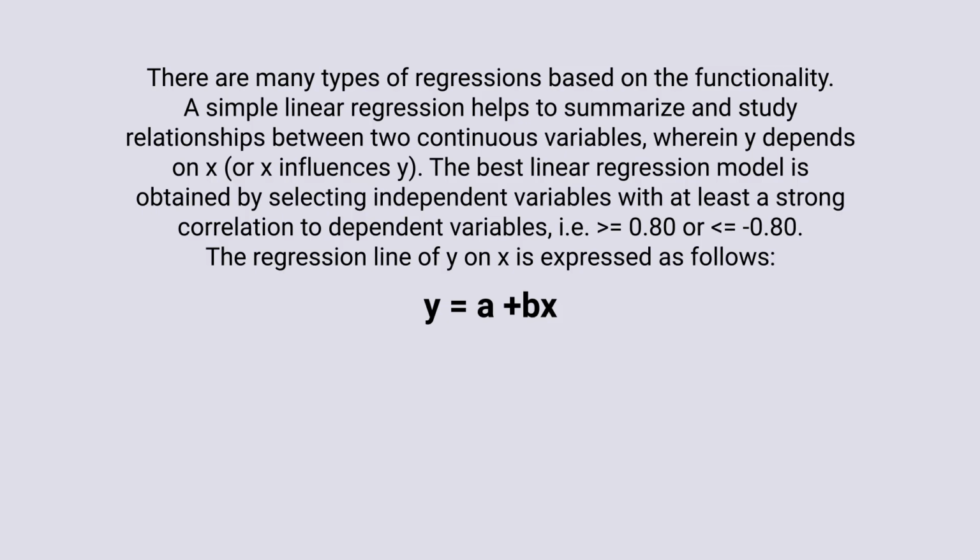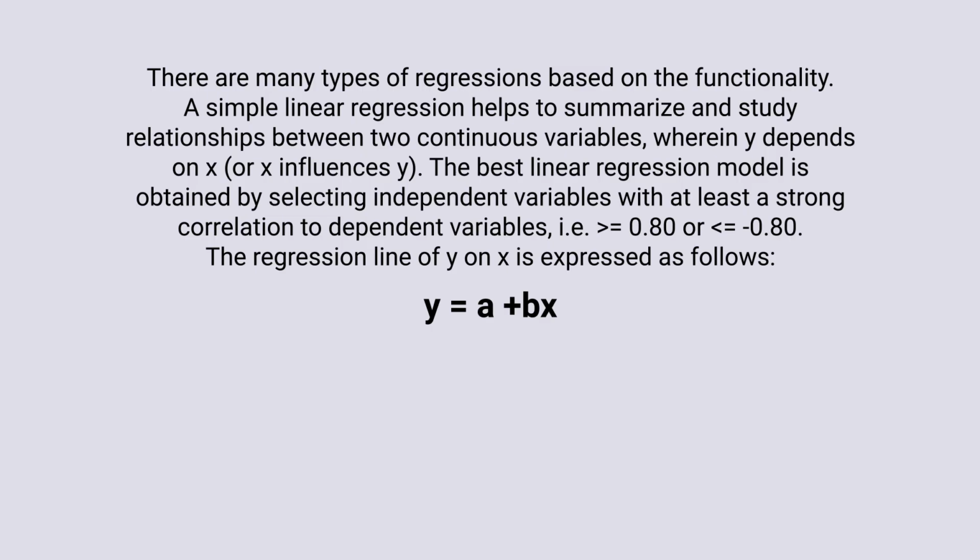There are many types of regression based on functionality. A simple linear regression helps to summarize and study the relationship between two continuous variables, wherein y depends on x or x influences y. The best linear regression model is obtained by selecting independent variables with at least a strong correlation to the dependent variable, that is greater than or equal to 0.8 or less than or equal to minus 0.8.